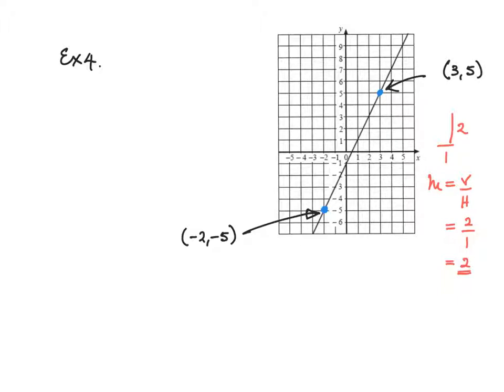So we can work out the gradient of the line. y2 minus y1 over x2 minus x1. I'm not going to write the formula down. So 5 minus -5 over 3 minus -2. 5 minus -5 is 5 plus 5, which is 10. 3 plus 2 is 5. 10 over 5 simplifies to 2, which is what we already had here. So the 2 calculations give us the same answer.